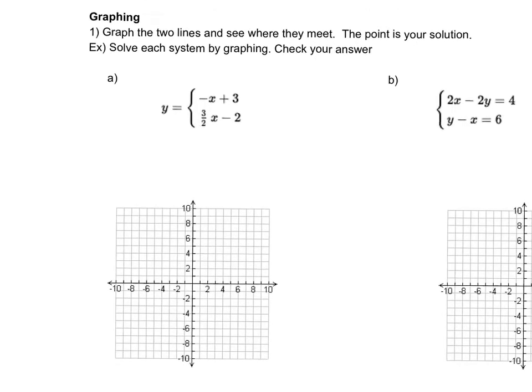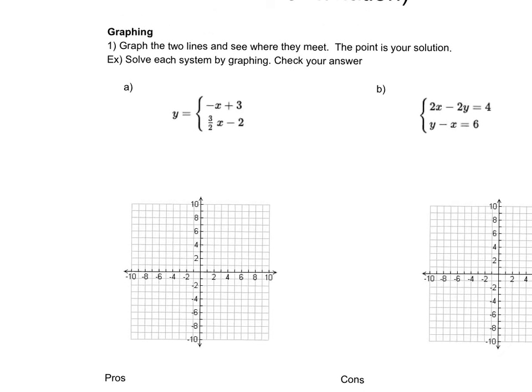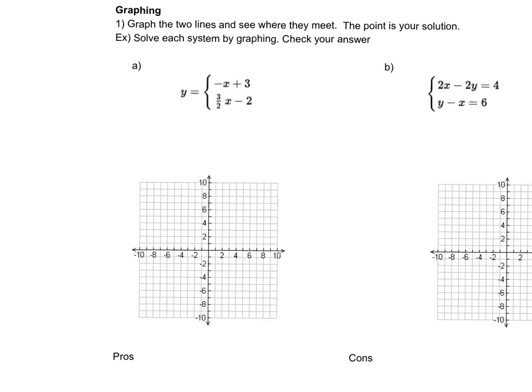All right, so I know this looks a little crazy. That's something that you're not really used to, this y equals and then the bracket. That's okay. It's just like 2 different equations. That's one way to write it. So let's graph the first one, y equals negative x plus 3.